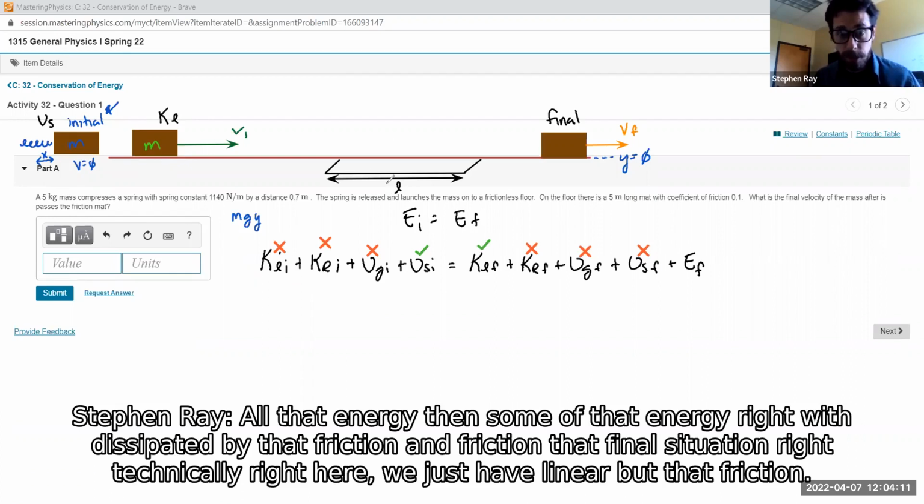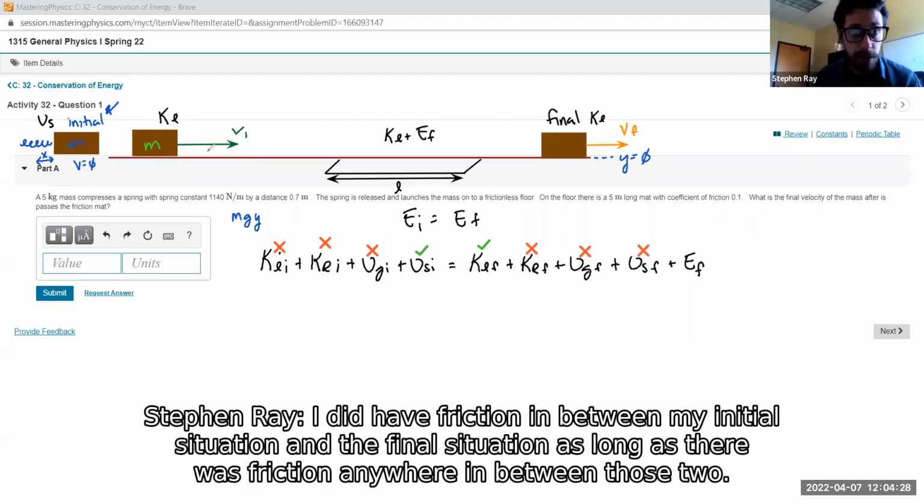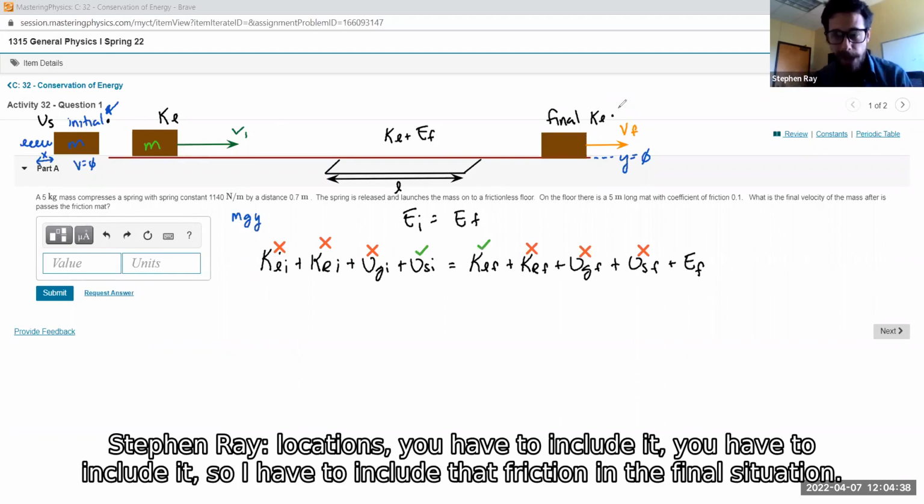All that energy, some of that energy, was dissipated by that friction. Energy due to friction. And then at the final situation, technically right here, we just have linear, but I did have friction in between my initial situation and the final situation. As long as there was friction anywhere in between those two locations, you have to include it. So I have to include that friction in the final situation.